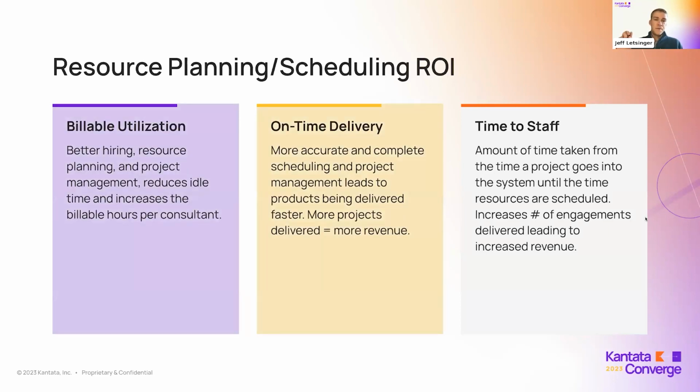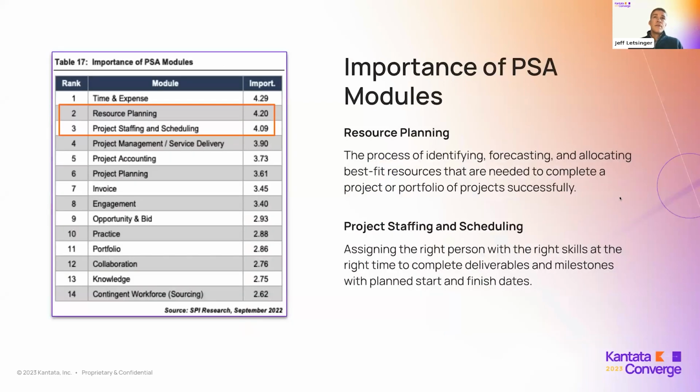For today, we're going to focus mainly on billable utilization and on-time delivery as our two key metrics that we're looking to improve by having better process around resource planning and scheduling. So that's my perspective. That's Kantata's perspective. That's what we've heard from customers.